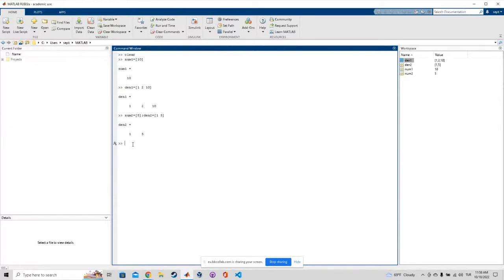Let's say we want to add these two systems, right? We have numerator 1 and denominator 1, numerator 2, denominator 2. We want to add these two systems in serial, all right? In serial. How do we do it?